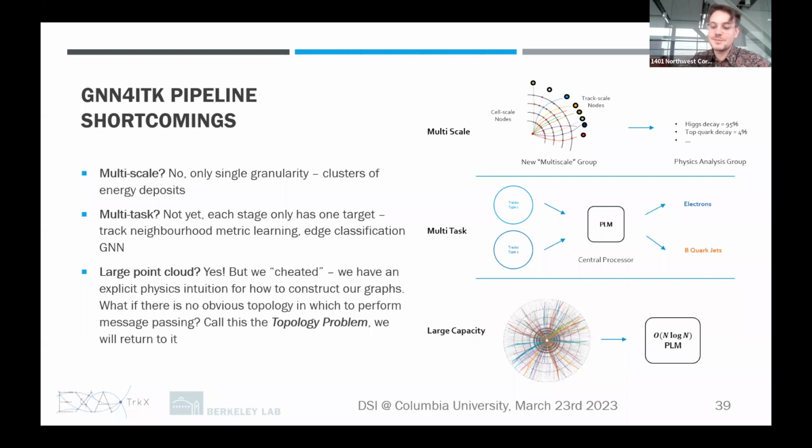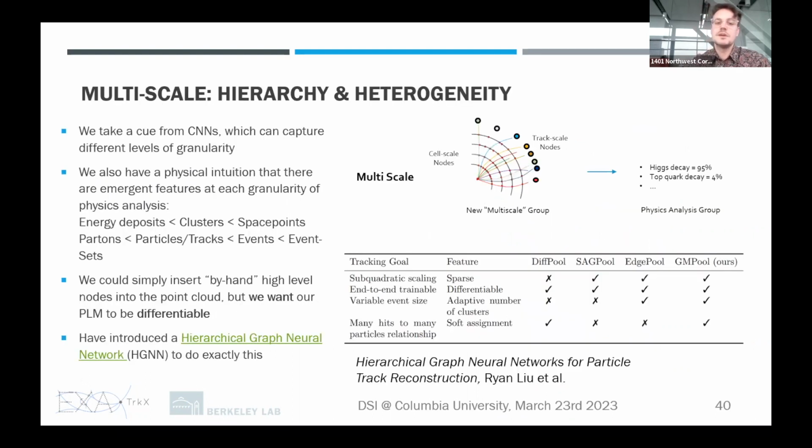I think of this as a topology problem that we'll return to in a second, but basically we have still not moved to this multi-scale, multitask paradigm. So let's break down each of those three dreams of multi-scale, multitask, and large capacity. One is, can we include different scales in our point cloud? In this case, it would be nice if we had cluster level, hit level, and also track level node information, so that we were able to create some sort of new multi-scale group in physics reconstruction who had access to this whole hierarchy of data.